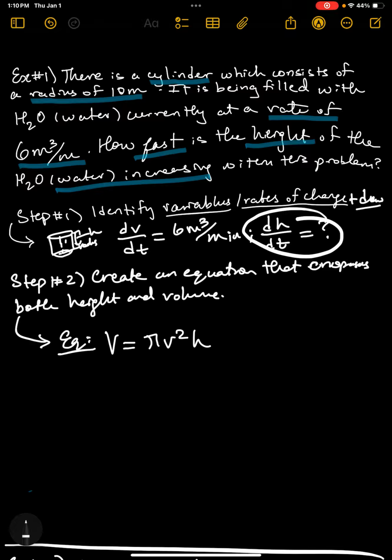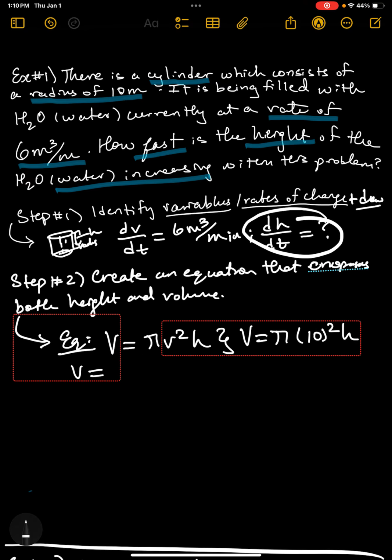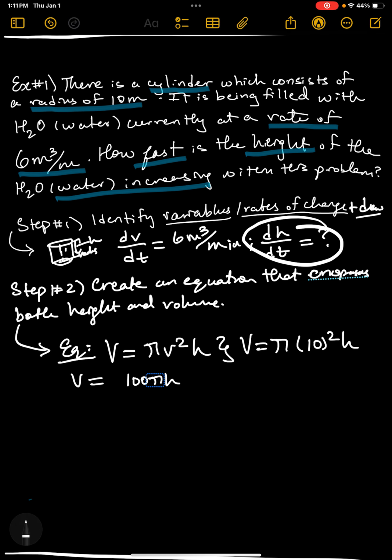And because it relates both variables, volume and height, within this equation, we can do volume is equal to, just plug in the radius we have here, which is 10 meters, so we can plug in 10 here, h. So we get volume is equal to 100 pi h.